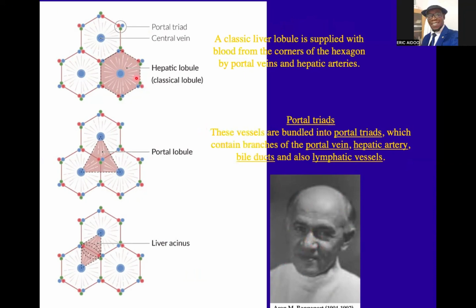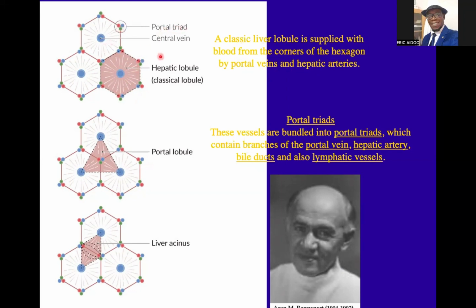So we want to take the classic lobule first. It's sometimes called the classical lobule concept. Always remember that it is hexagonal with portal triads at the corners and then the central vein in the middle. So a classic liver lobule is supplied with blood from the corners of the hexagon by portal veins and hepatic arteries. Branches of those hepatic arteries and portal veins, and then the bile duct form the portal triad.